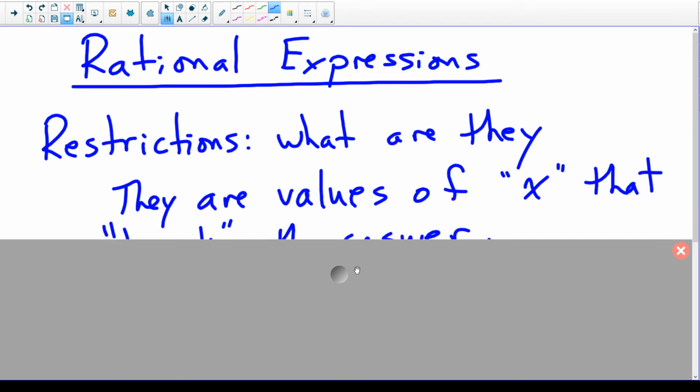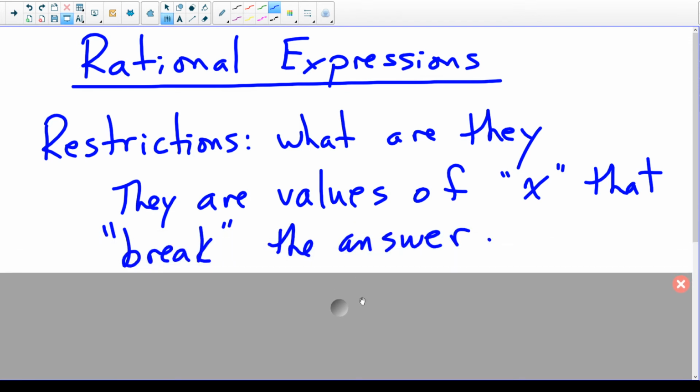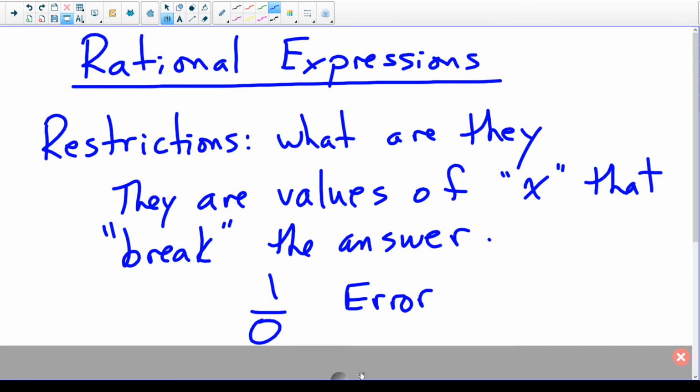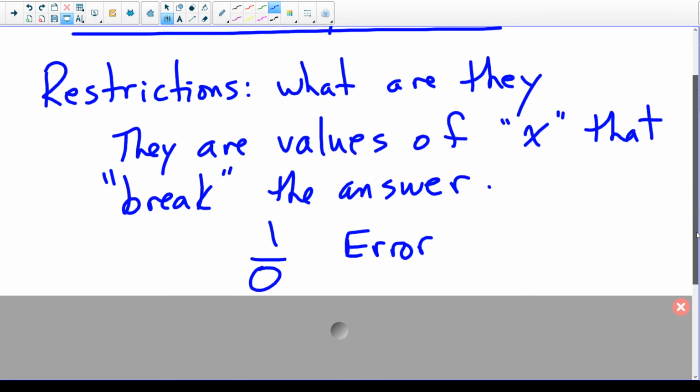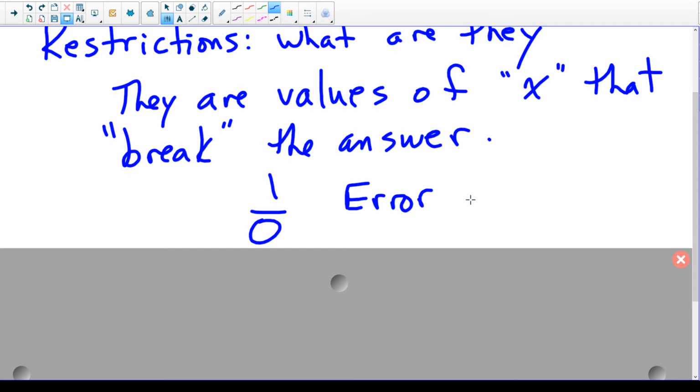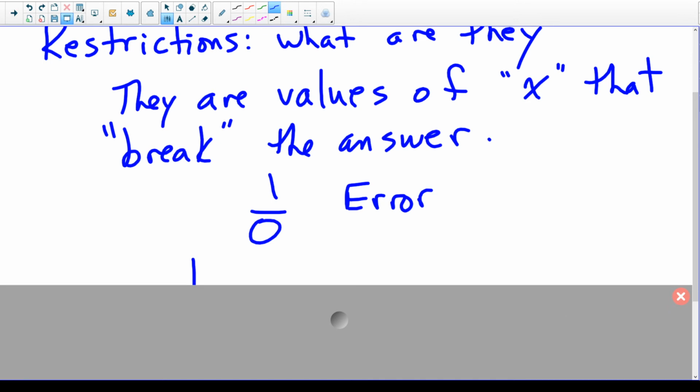Now, what do I mean by that? Well, there are values of x that can break the answer. Because if you end up with a 1 over 0, you're not ever supposed to have that. So if you have x's at the bottom of your equation, you could potentially end up with a 1 over 0 or a something over 0 scenario. Now remember, in calculus, we are going to do limits as x approaches 0, but you're never technically getting to 0. So 1 over 0 or anything over 0 is still considered undefined, and you're not supposed to do it.